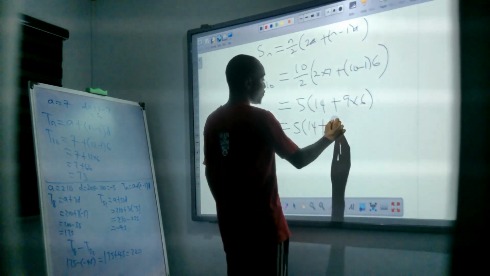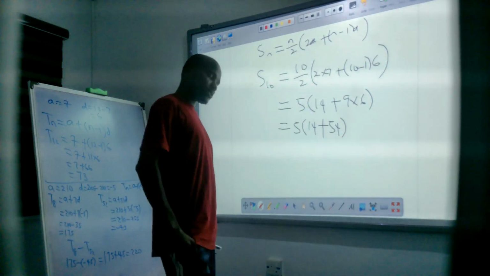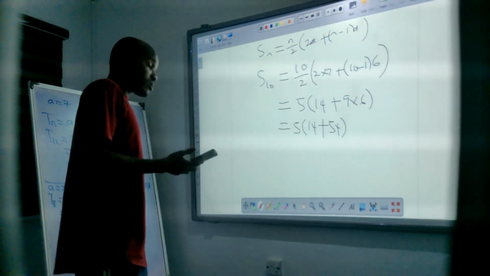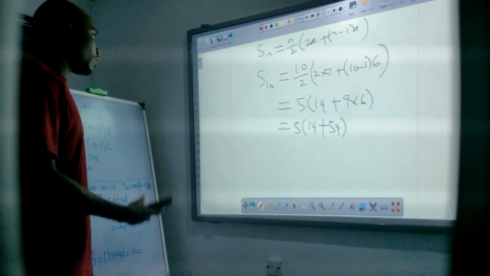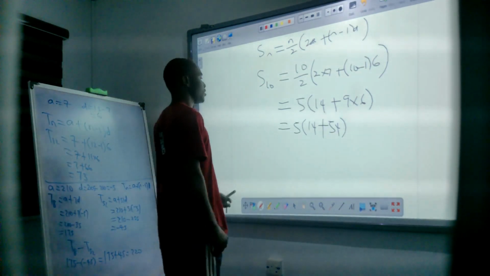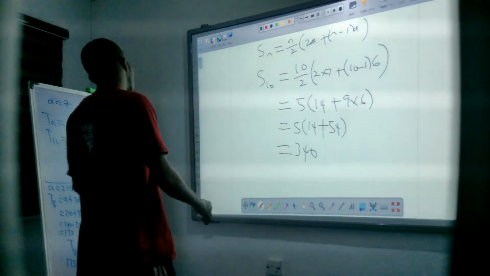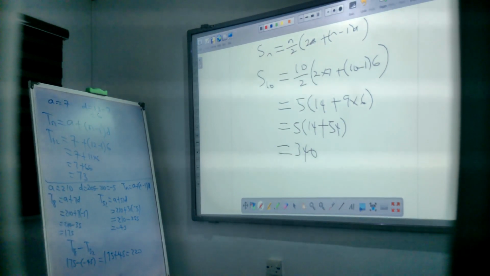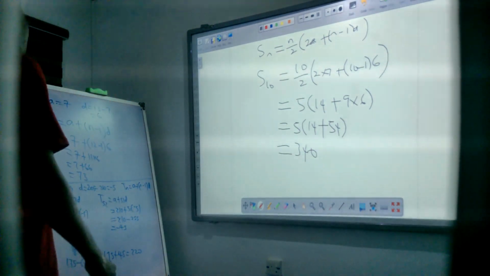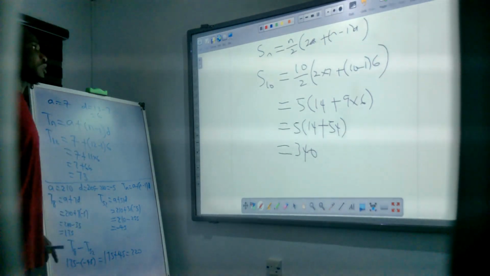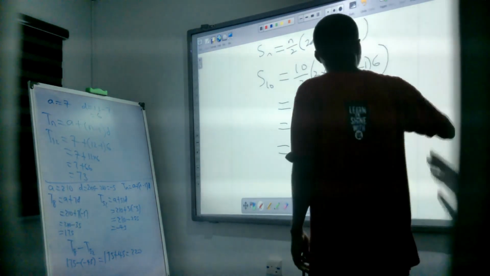So 5 times 14 plus, what is 9 times 6? That will be 54. So 54 plus 14 will give us 68. 68 times 5 will give us 340. The sum of the first 10 terms is 340. So for the first sequence, A, the answer is 340. That is the sum of the first 10 terms of that sequence.